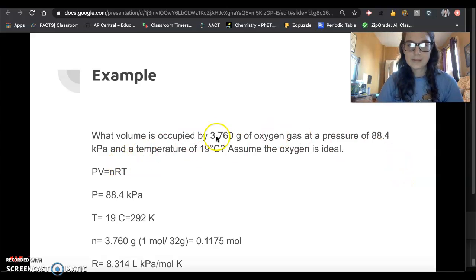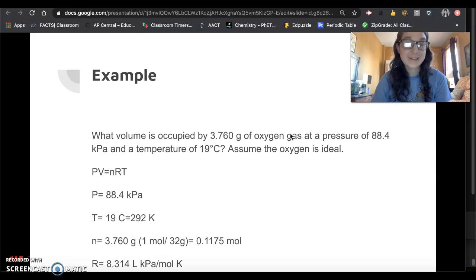Notice they didn't give us moles of oxygen, they gave us grams. Does that mean we can't solve this problem because PV = nRT doesn't have grams, it has moles? Absolutely not, because we can easily convert from grams to moles using molar mass, okay? So the molar mass of oxygen gas, remember oxygen gas is not just oxygen, it's O2. Oxygen is one of the diatomic elements, so you have 2 atoms of oxygen.